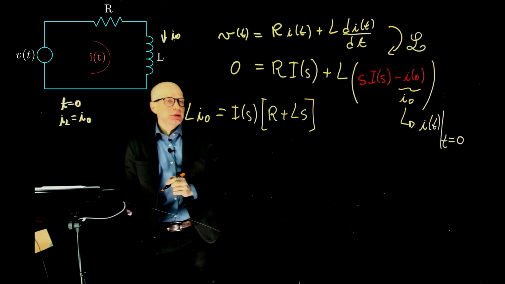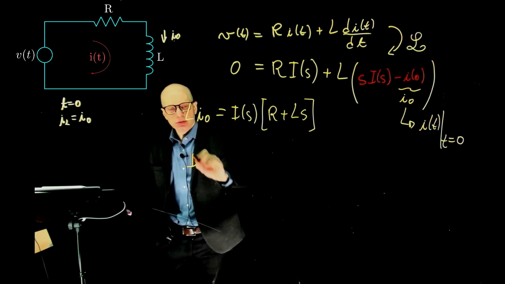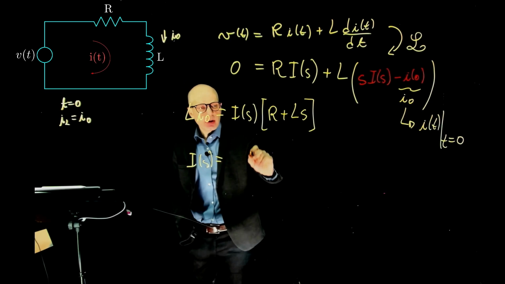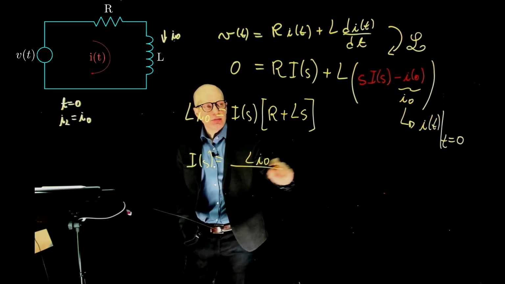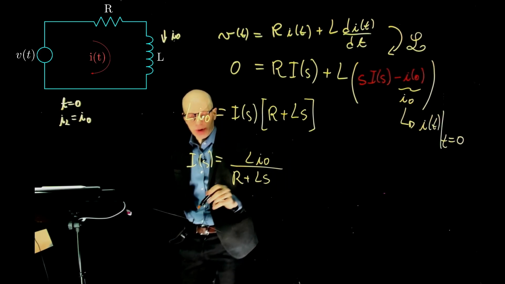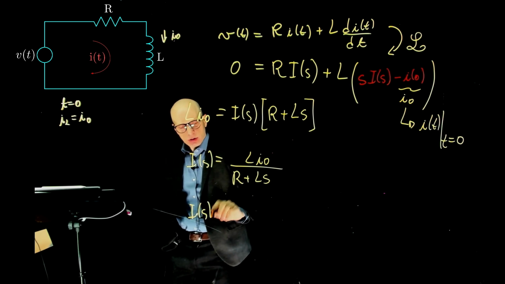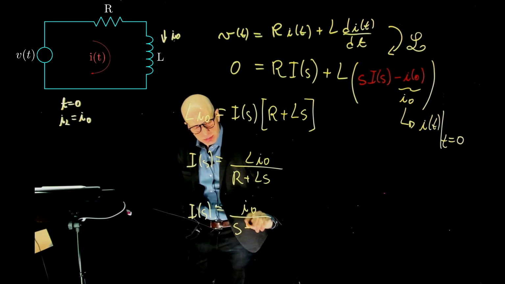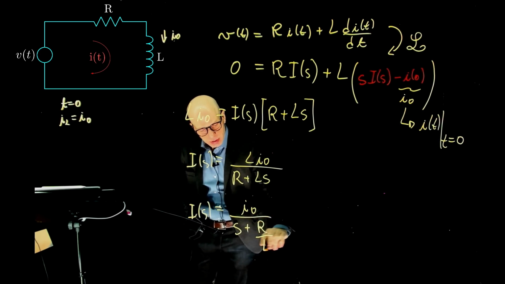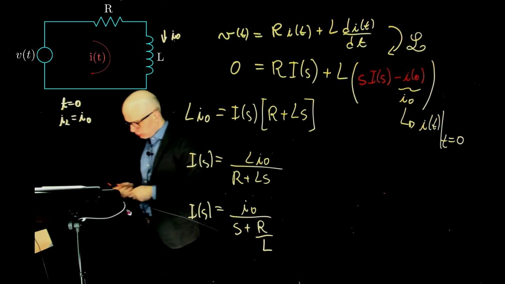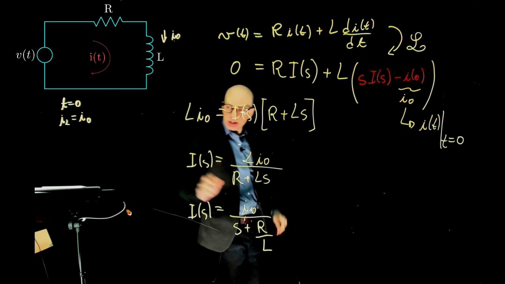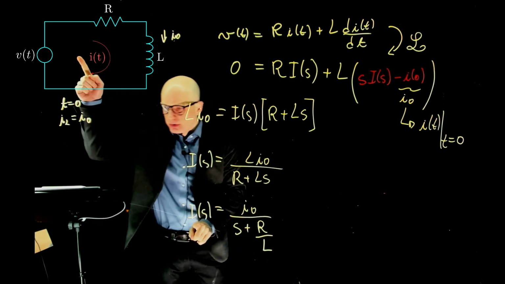We can now create an expression for I of S, which is L I0 divided by R plus L S. I can divide both the top and the bottom by L. We have I0 divided by S plus R over L. Okay, that's now the expression for the current I of t, but in the frequency domain, I of S.